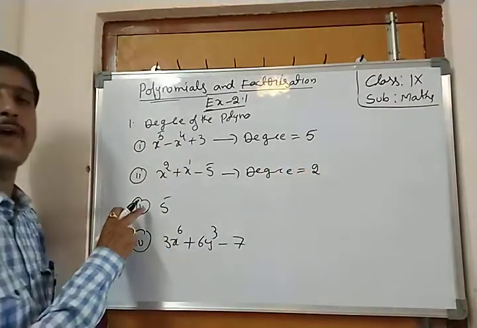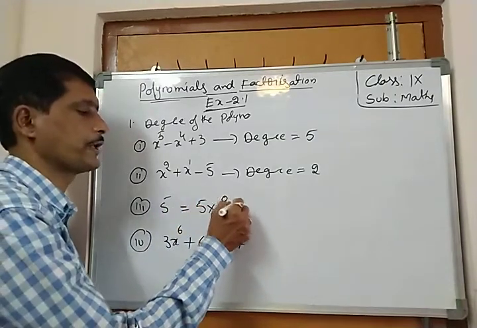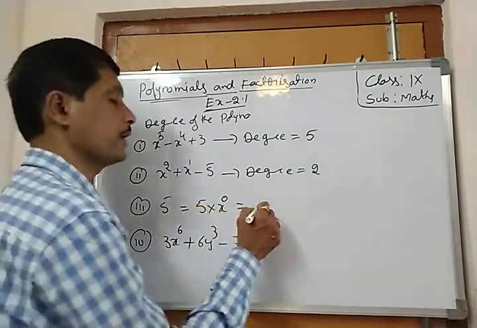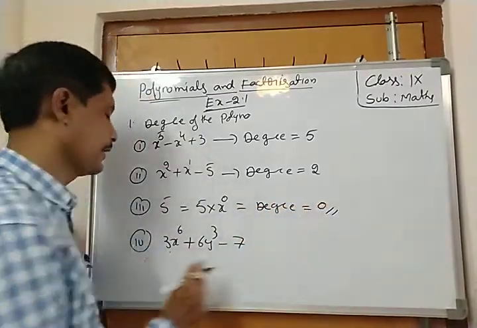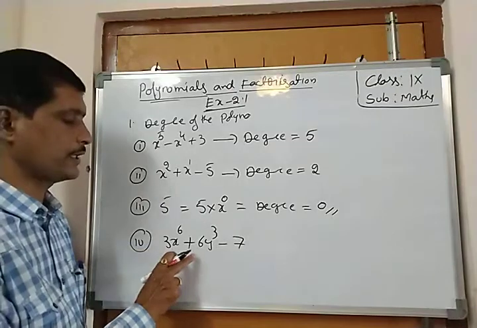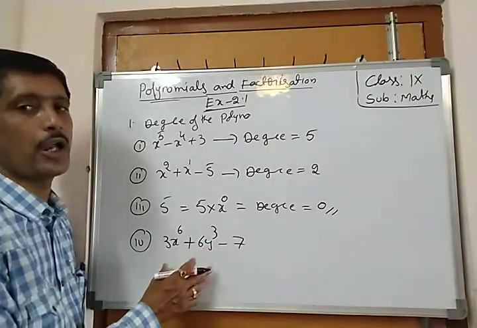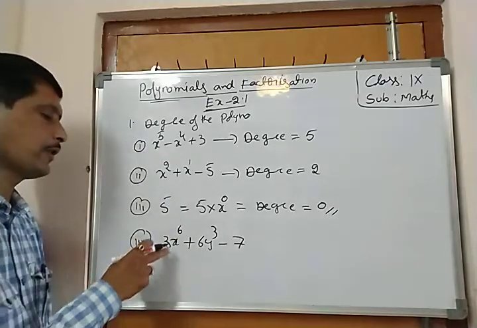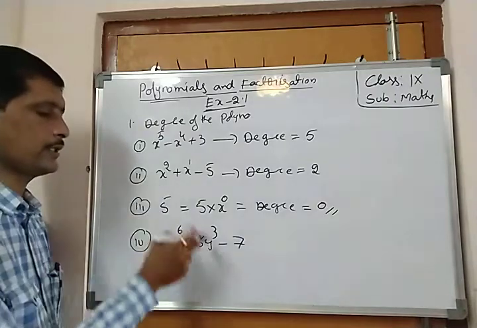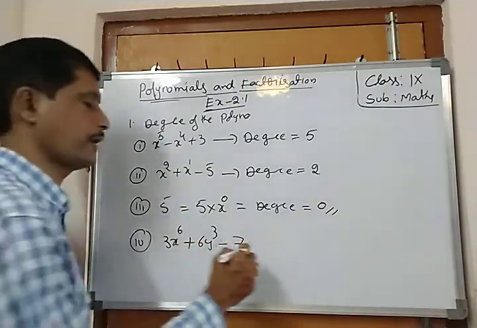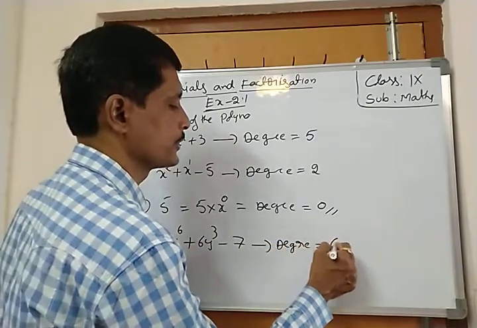Next one, here only 5 is given, that is a constant polynomial. Therefore 5 into x power 0, and the degree of any constant polynomial is 0. Next one is 3x power 6 plus 6y cube minus 7. Here variables x and y are there, so it is a polynomial with two variables. Here x power 6 has degree 6, and y cube has degree 3. Therefore the highest is 6, so the degree of this polynomial is 6.